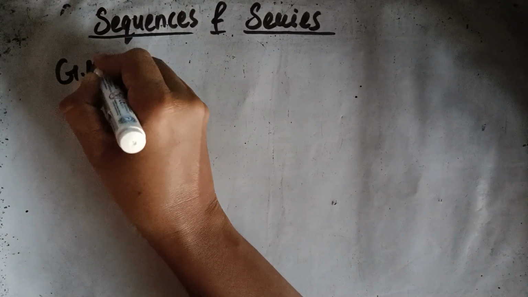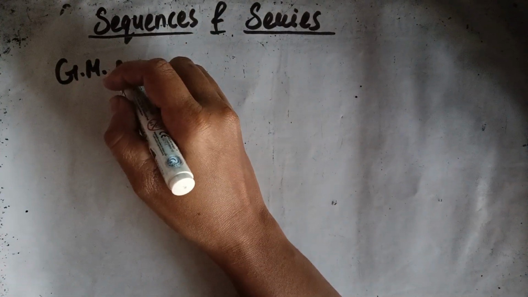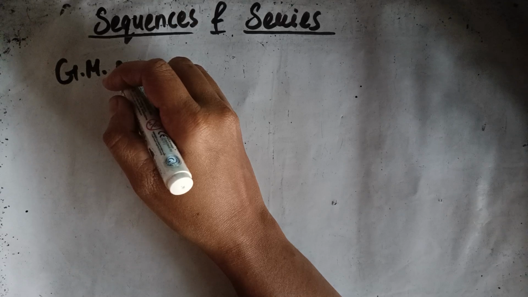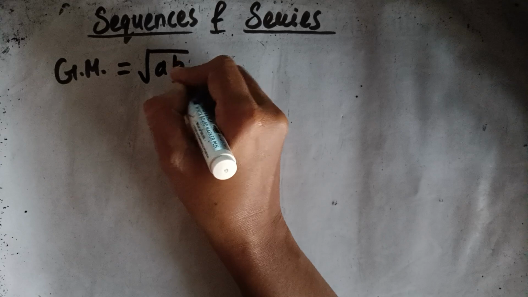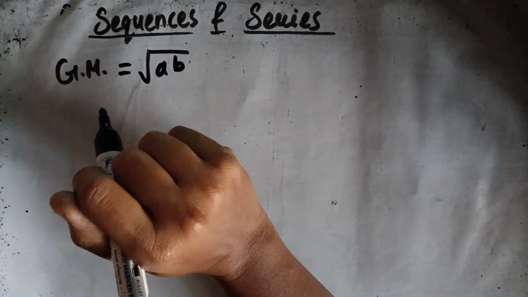Students, in sequences and series we have seen what a geometric progression is, and we have seen the formulas also. Today we are going to see what the geometric mean is. The geometric mean, given by GM, of two positive numbers a and b is root of ab.